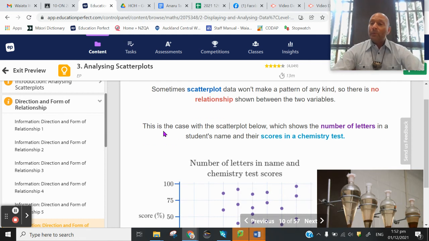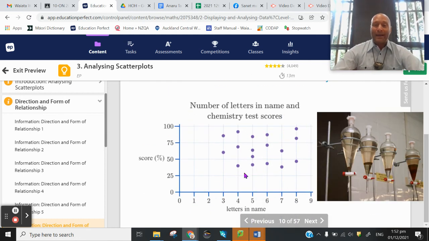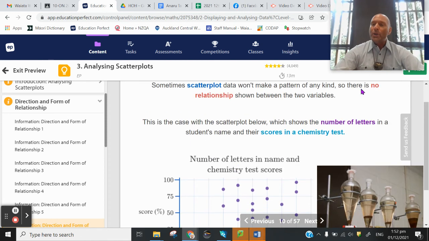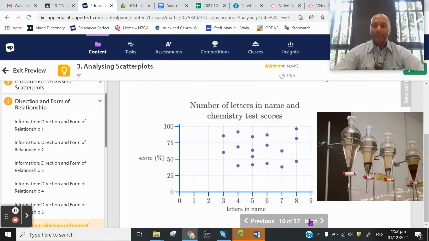Sometimes a scatter plot won't make any kind of pattern at all. These do not go up to the right or down to the right, and they're not close together. If they're all spread out like that, you can say no relationship.